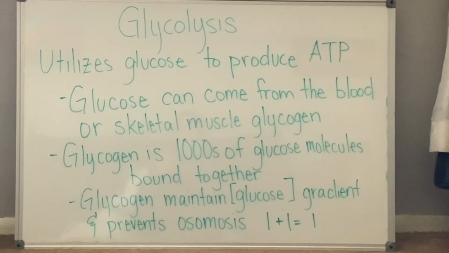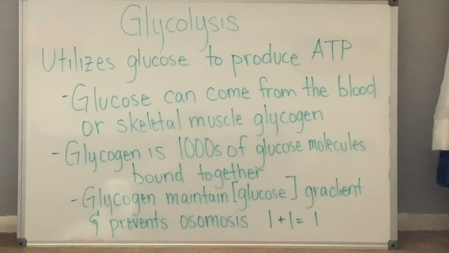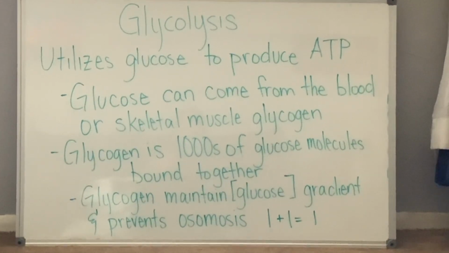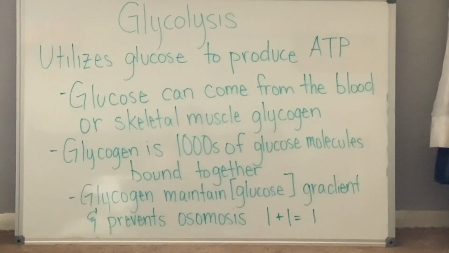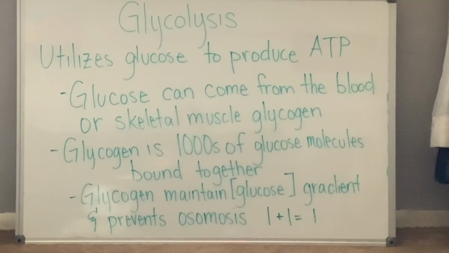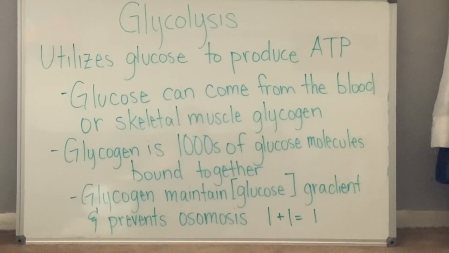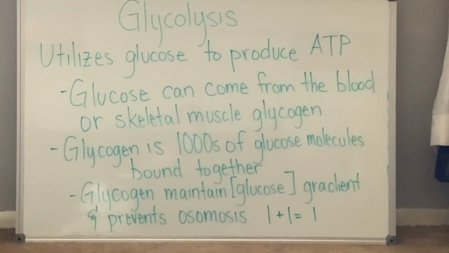This could result in dehydration or even the plasma membranes bursting from too much water being inside. However, when two glucose molecules are bound together, it results in one molecule. This decreases the concentration of molecules and prevents water from entering into the cell.